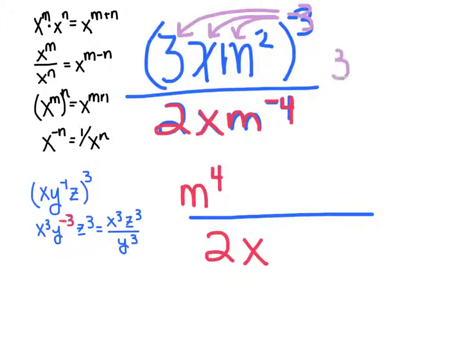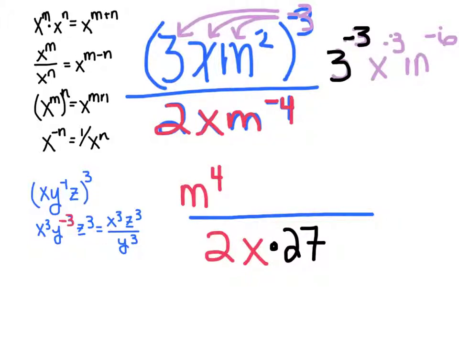So really the 3 is going to be to the negative 3, the x is going to be to the negative 3, and the m is going to be to the negative 6. What that means is this 3 to the negative 3 power is going to travel down to the bottom of the problem. And 3 cubed is 27, so there'll be a 27 on the bottom. The x to the negative 3 is also going to travel down to the bottom, so it'll be x cubed. And then the m to the negative 6 is also going to go down to the bottom, so it's going to become m to the 6th on the bottom.